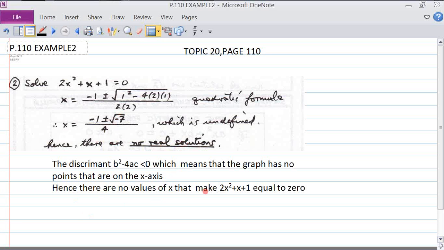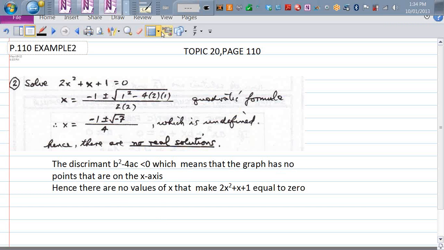So there are no values of x that make 2x squared plus x plus 1 equal to 0. And we've discussed this before. What we're really saying is that this graph never crosses the x-axis. There are no x-intercepts for it, which is another way of saying there are no real solutions. So we always look at the b squared minus 4ac. If b squared minus 4ac, which is the discriminant, is less than 0, which means it's negative, it means that the graph has no points on the x-axis. Hence, there are no values of x that make this equal to 0.